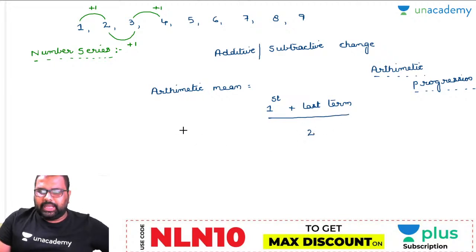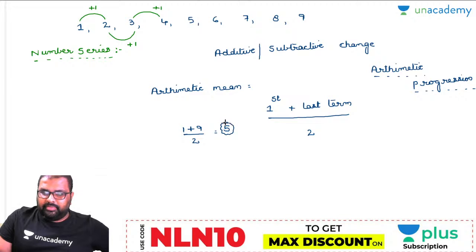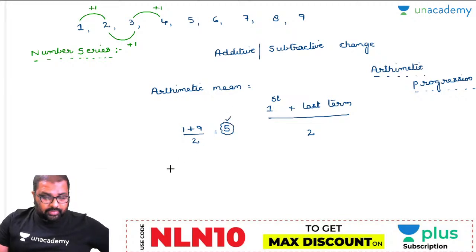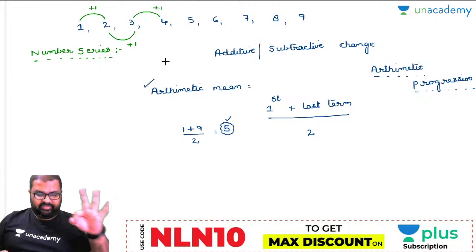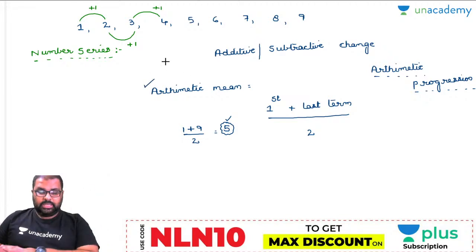Last term is 9. 1 plus 9 by 2, is this your answer 5? Yes, your answer is 5. Arey yaar, the same 5 in the previous slide you spoke of as simple average, you spoke of as median. Right now you are speaking of this as arithmetic mean. Three different topics but the same answer. So is this nothing but called refinement of approach?